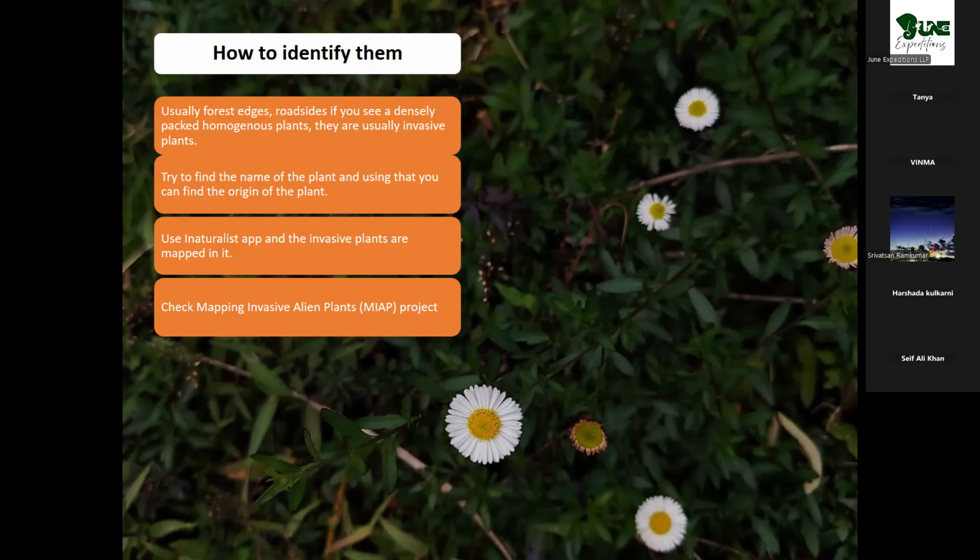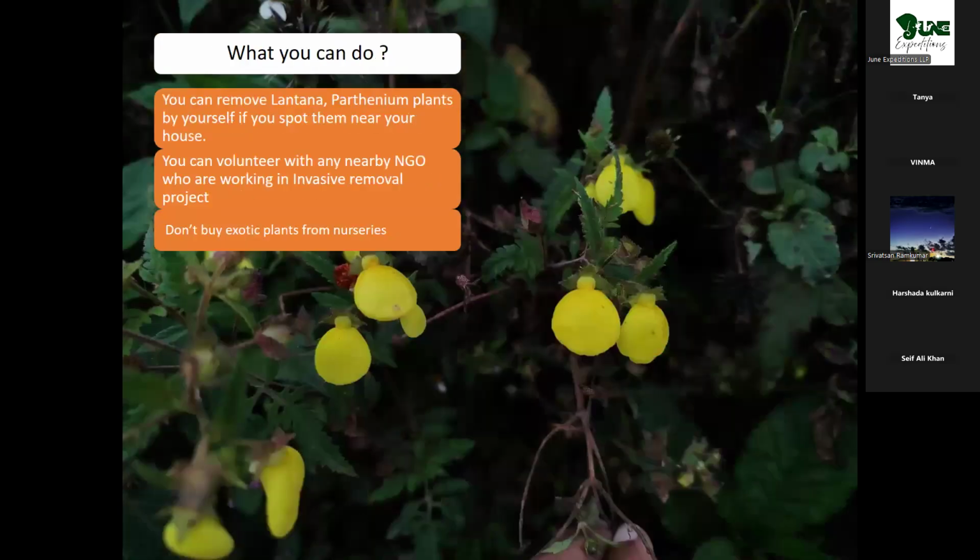If you start using the iNaturalist app, you can see the list of invasive plants, and for most of the plants it will be mentioned at the top itself that it's invasive. So with that, you can start knowing whether a plant is invasive. And recently, there is a project called Mapping Invasive Alien Plants in iNaturalist, so you can look at that and you will know.